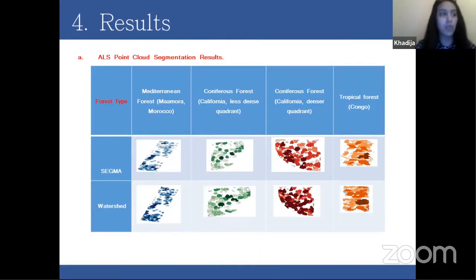The ALS point cloud segmentation with Sigma and watershed algorithms shows different results. For the California data set, it was found that it presents several quadrants of different densities. We therefore proceeded to a division in order to treat each quadrant to assess the robustness of the proposed algorithms.